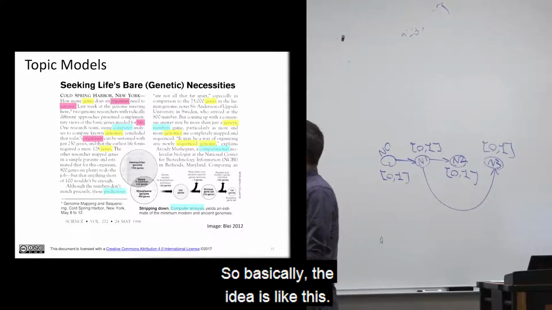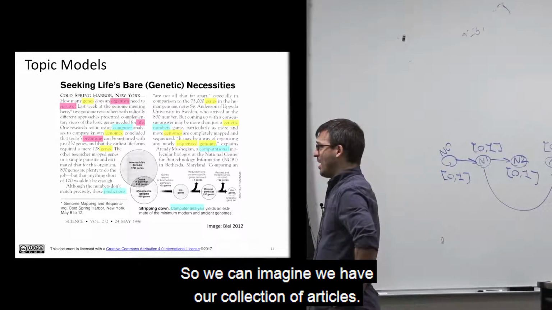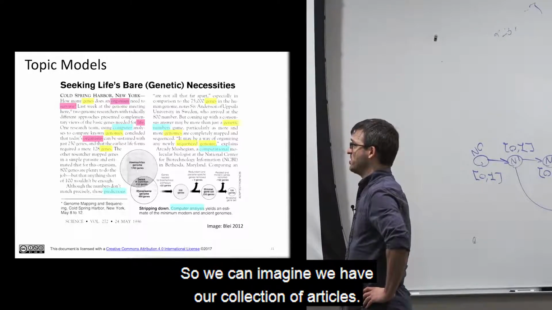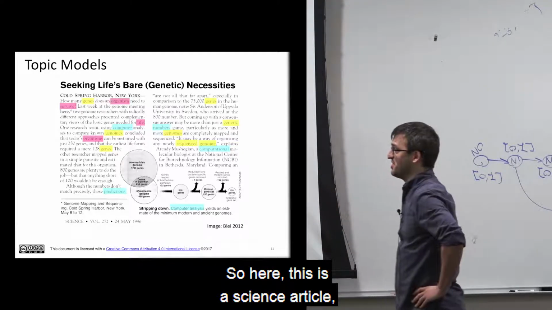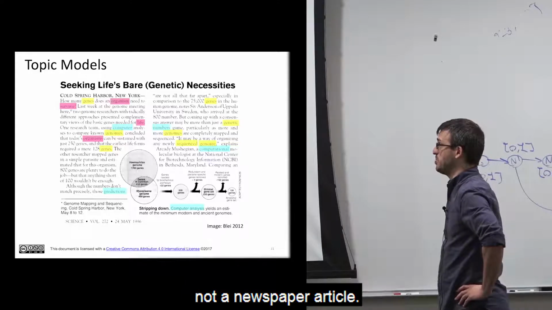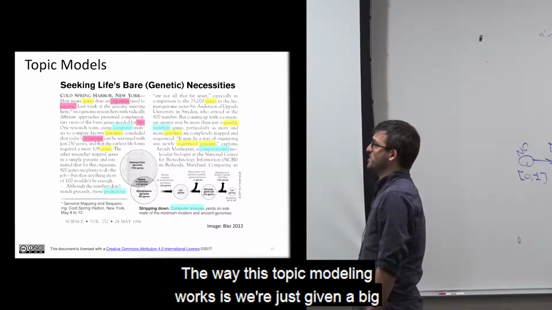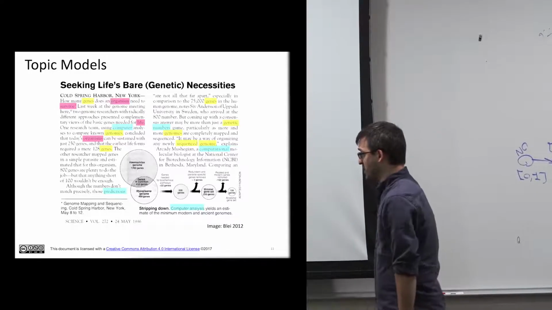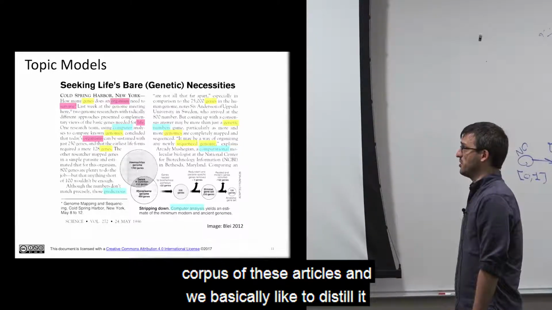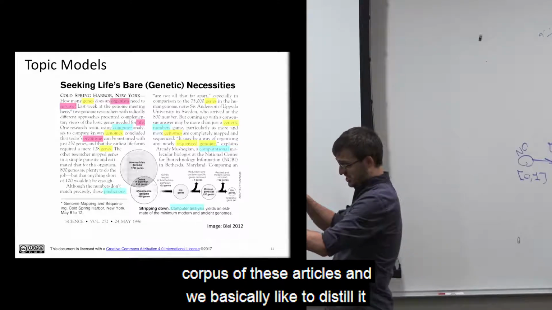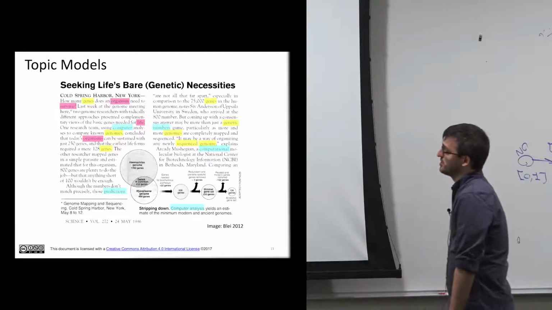So basically, the idea is like this. We can imagine we have our collection of articles. Here, this is a science article, not a newspaper article. The way that topic modeling works is we're just given a big corpus of these articles, and we'd basically like to distill it into individual topics.